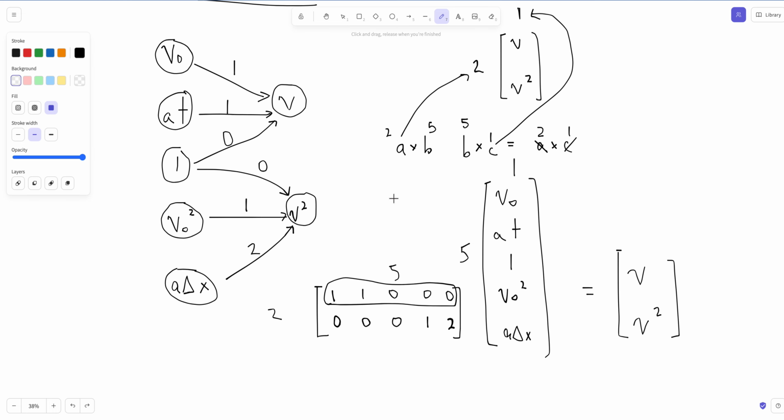So I guess what I want you guys to get out of this is that matrix multiplication just represents a lot of different linear equations, and we can use matrix multiplication to store these equations in a very compact way.